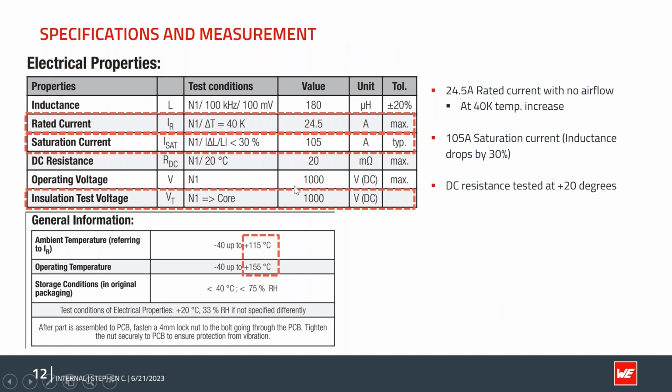So here is showing the specification of a part in the Toroidal PFC series. As you can see, we are putting both the insulation test voltage and the operating voltage. Like I mentioned earlier, the operating voltage of 1000 volt DC is to ensure that it can work under the three-phase AC input circuit and to accommodate the trend of higher working voltages in the market nowadays.